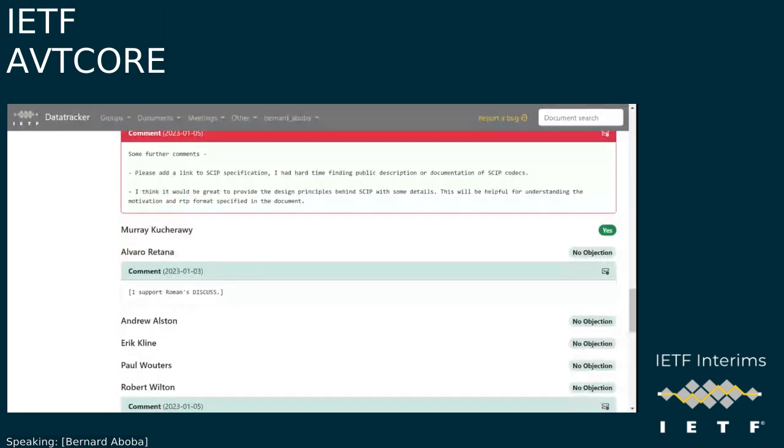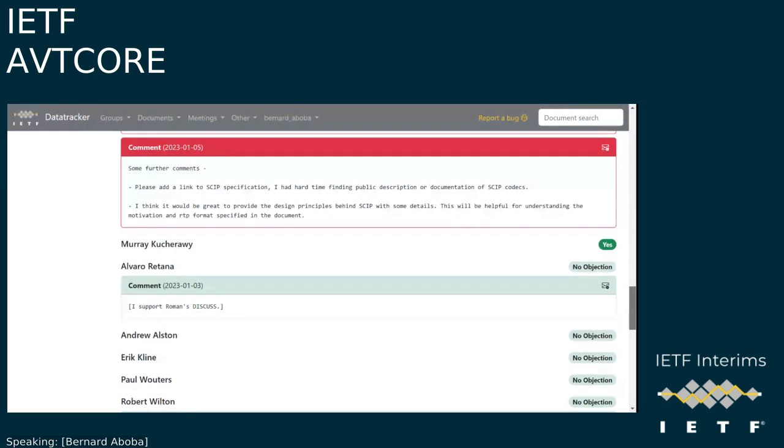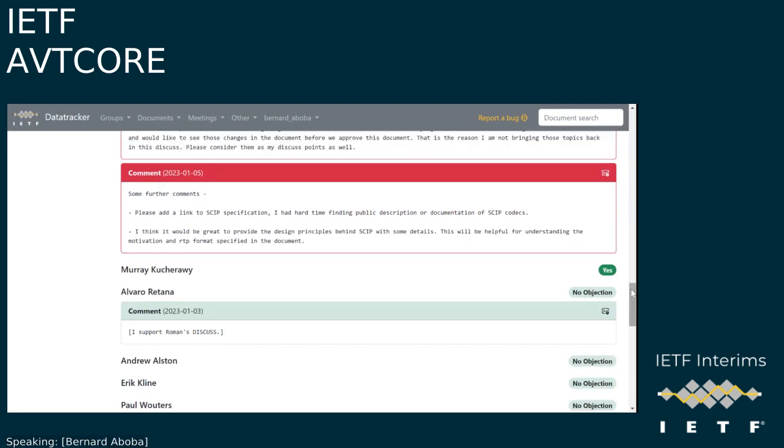And let's see. So he also asked for a link to the SKIP spec, which I think is easy to provide. And he's looking for the design principles, and I think that's some of what we've just been talking about. I don't think you need to go into SKIP in infinite detail here. The way I think about it is like in IPsec, we have the division between IKE and the IPsec format. This is the equivalent of the IPsec format. So you wouldn't do a bunch of stuff about IKE in an IPsec document.